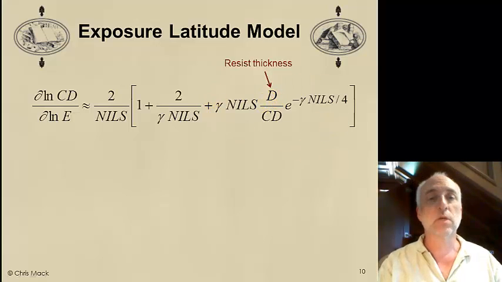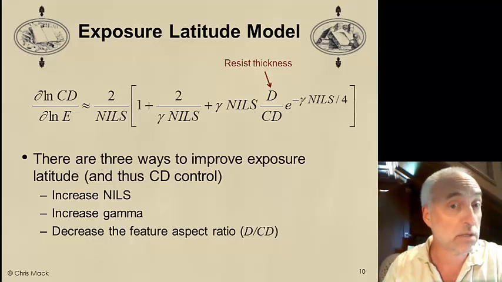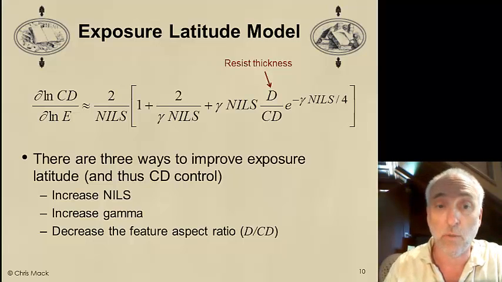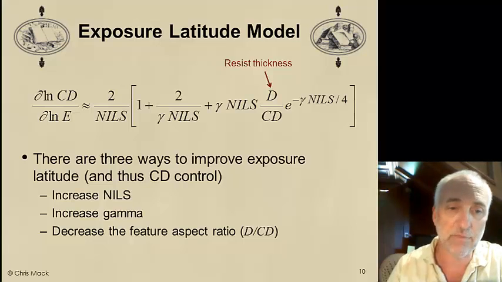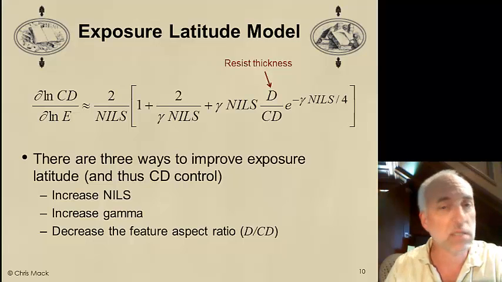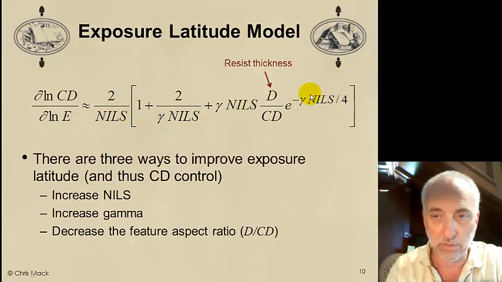Well, from this simple equation, we can see that there are 3 ways to improve exposure latitude, and there are therefore 3 ways to improve CD control. 1, I can make the NILS better. That is by far the best thing to do because it multiplies. You can see that not only does NILS show up out in front, but NILS shows up in all these other terms, so higher NILS always makes things better.